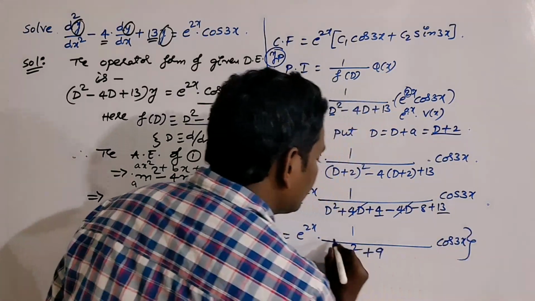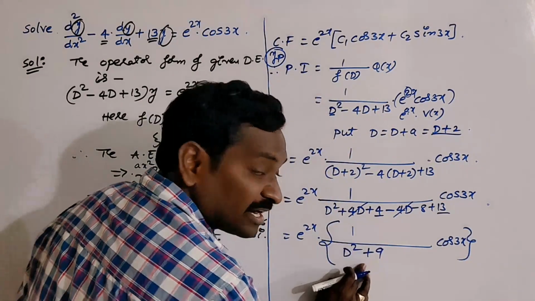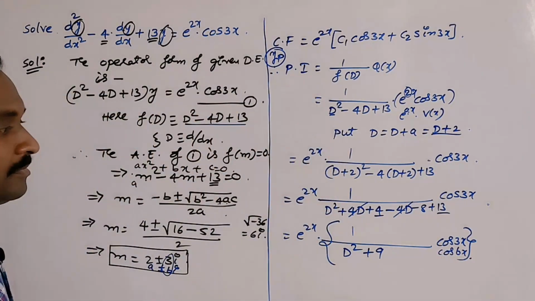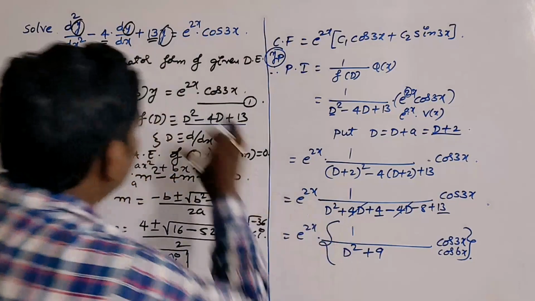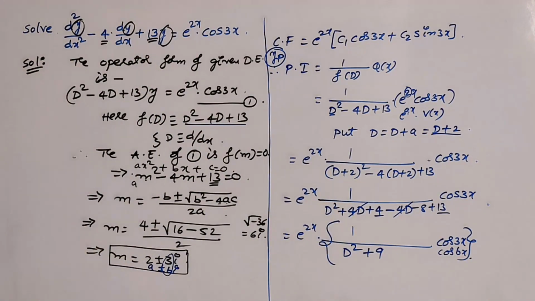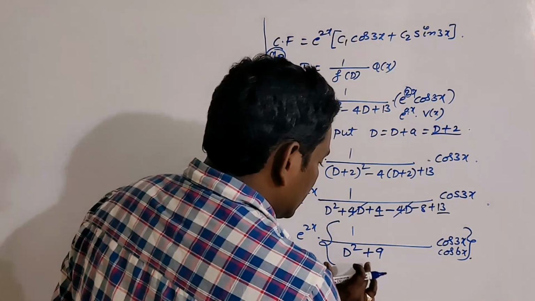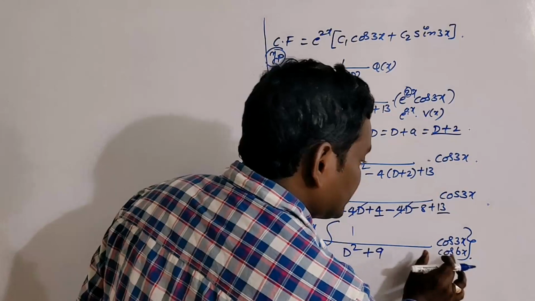Clearly this remaining part is in the form of 1 by function of D into cos bx. Okay, see, I will write the remaining calculation here. Here the remaining part is 1 by D square plus 9 into cos bx.